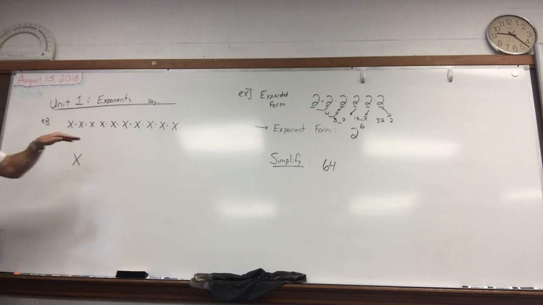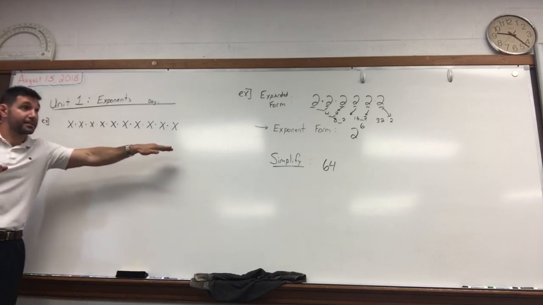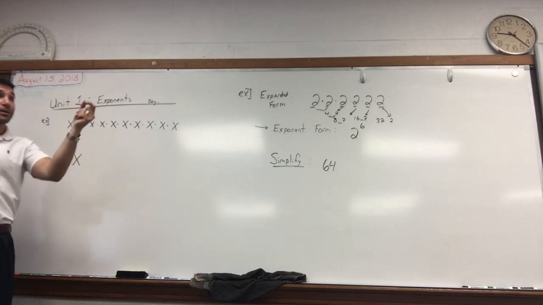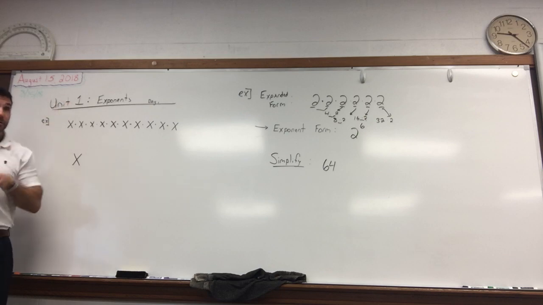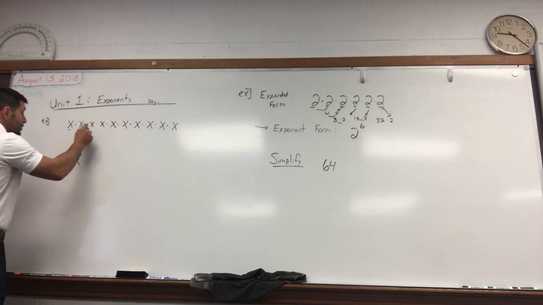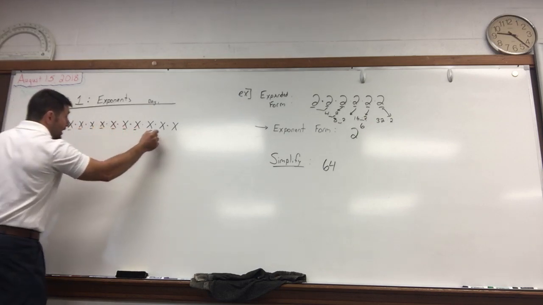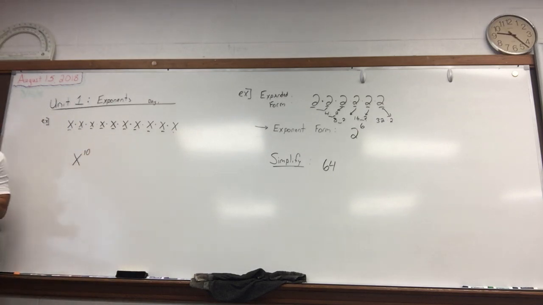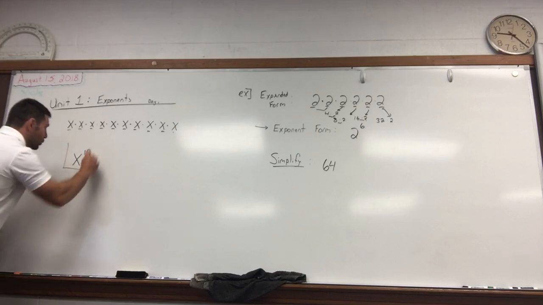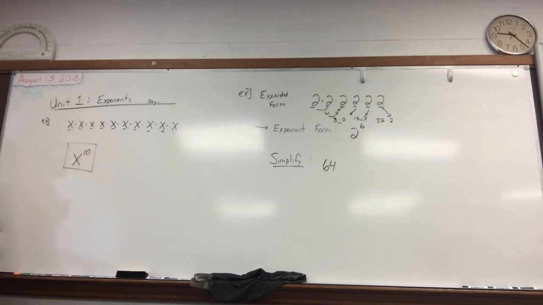You're absolutely right that it was the base because the x's are all exactly the same. The power is how many times that base multiplied by itself. How many times? Chris? 10. 1, 2, 3, 4, 5, 6, 7, 8, 9, 10. Boom. X to the 10th is my exponent form. Can I simplify this? No. Why not? Because we don't know the value. We don't know what x is. We are done. That's it.